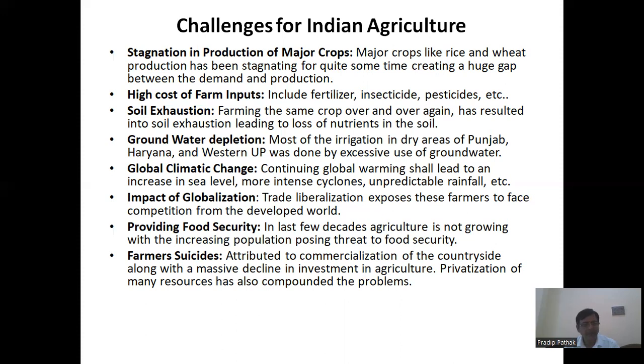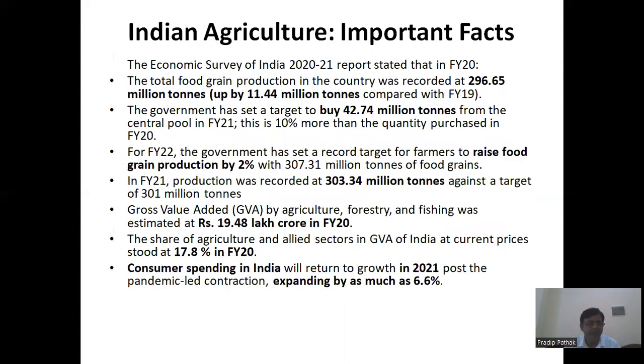And due to the stagnation in the production of the major crops, we are not able to provide food security, at least in times to come. It's a real threat. And farmer suicides are also taking place, which is one of the biggest challenges. This could be attributed to the commercialization of the countryside along with the massive decline in investment in agriculture. The problem gets compounded by the privatization of many resources. Okay, so this is all about Indian agriculture.